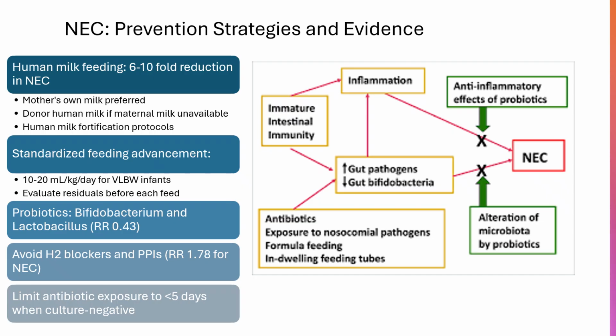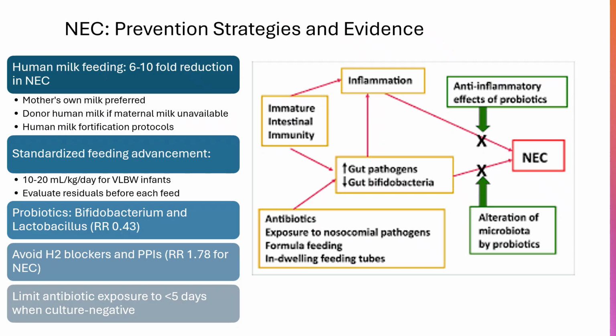Standardized feeding advancement protocols prevent the rapid feeding increases that can overwhelm immature intestinal systems. The evidence-based approach of 10 to 20 milliliters per kilogram per day advancement for VLBW infants allows gradual adaptation while monitoring for tolerance. Evaluating residuals before each feed ensures you're not pushing feeds faster than the gut can handle.